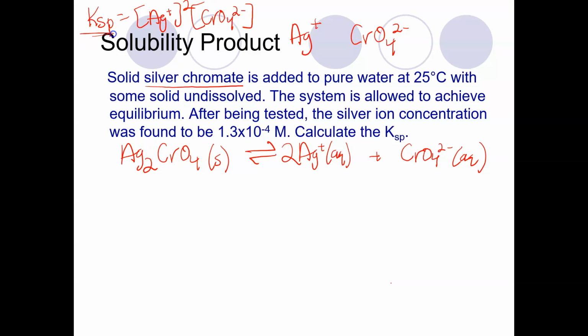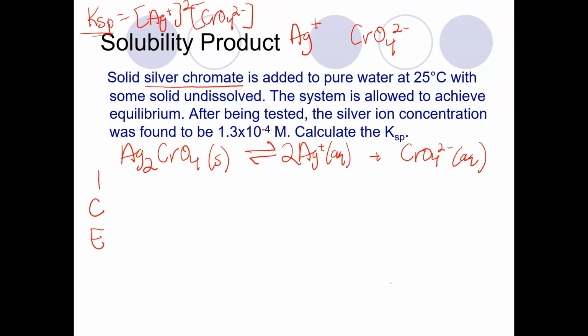So we're trying to solve for Ksp. What we need is the equilibrium concentration of silver to put in there and the equilibrium concentration of chromate to put in there, and then we can solve for Ksp. Looking at the question, we were given one number. We were given the equilibrium concentration of silver. We don't have the chromate. So since we don't have everything we need, we are going to have to do an ICE table.